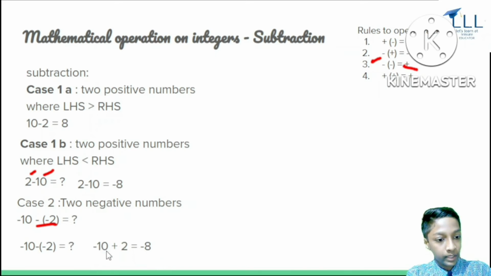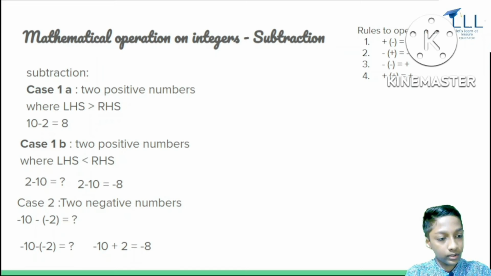Then minus 10 plus 2. As I said before, to add a negative number to a positive number, instead of adding, we have to subtract them and put the greater number's sign. 10 is greater than 2, so the sign of number 10 is minus. So this will become minus 8.